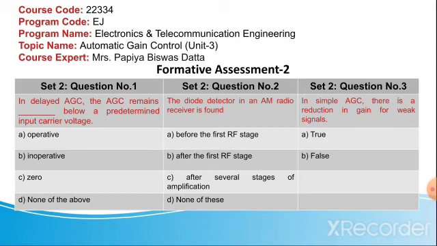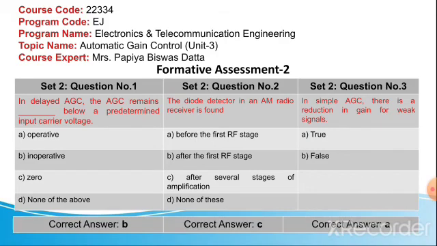I hope you got the answers. So in delayed AGC, the AGC remains inoperative below a predetermined input carrier voltage. The diode detector in an AM radio receiver is found after several stages of amplification. And in simple AGC, there is a reduction in gain for weak signals. So this is true. So these are the answers B, C, A.